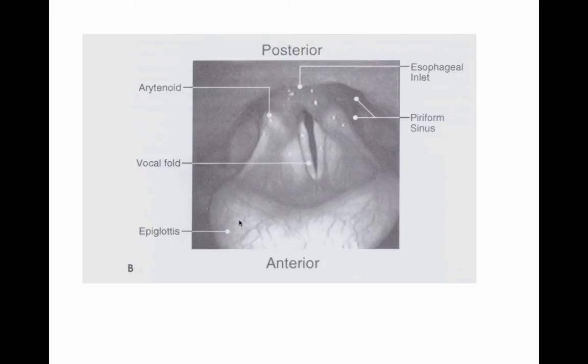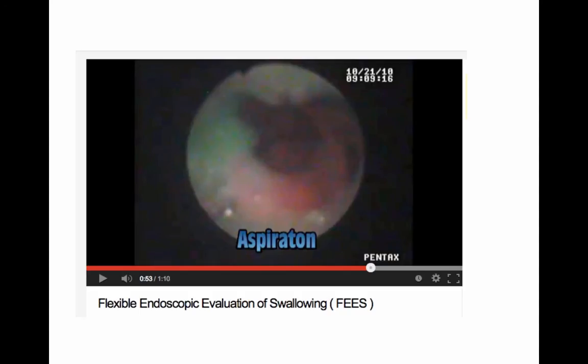Back here is the epiglottis. Now it is in the upright position, but you can imagine when it is folded over to protect the opening into the trachea that we're not going to be able to really see anything. There's also a nice view here of the piriform sinuses. Here is one, and here's the other. They're between the root of the tongue and the epiglottis.